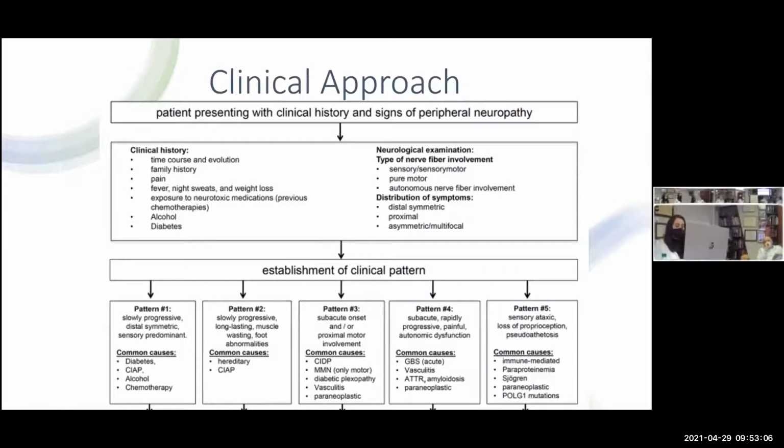With pattern 3, we have subacute onset with asymmetric and/or proximal motor involvement. Now with these, you want to think of vasculitis, paraneoplastic, diabetic plexopathy, and things of that nature. If they're having more subacute, rapidly progressive with painful autonomic dysfunction, you want to think of things like Guillain-Barré, vasculitis, and again, paraneoplastic syndrome. And lastly, sensory ataxia, loss of proprioception, and pseudoathetosis. You want to think more along the lines of immune-mediated things like Sjogren's, paraneoplastic syndromes. And as you see, there is some overlap in these patterns. So it won't always give you a clear picture, but it can always help to guide you.